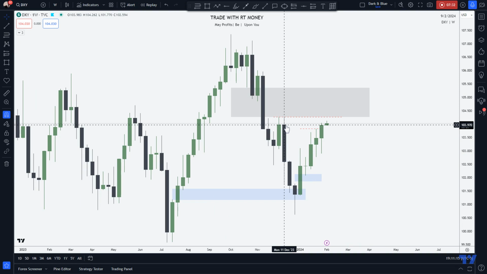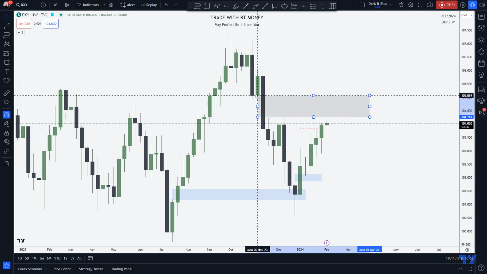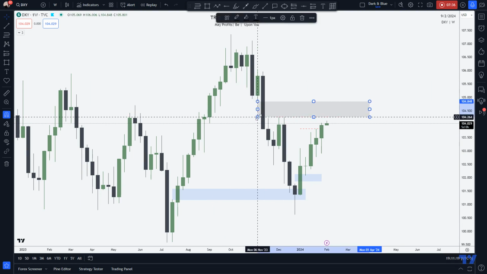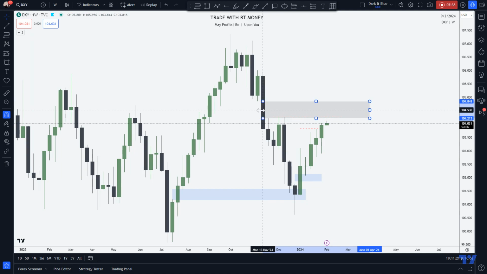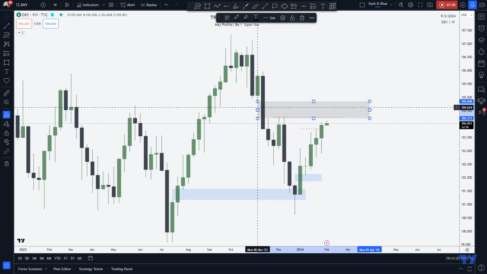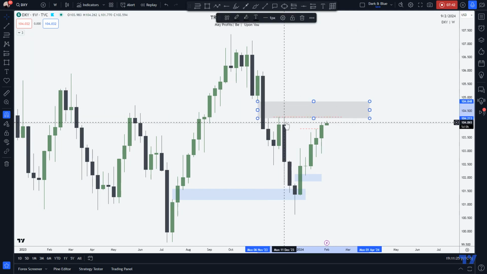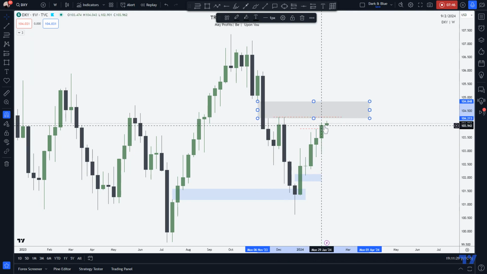Also, we have again this fair value gap up here on the weekly, and we're looking to come into those highs. I'm looking to see if price will come into those highs.